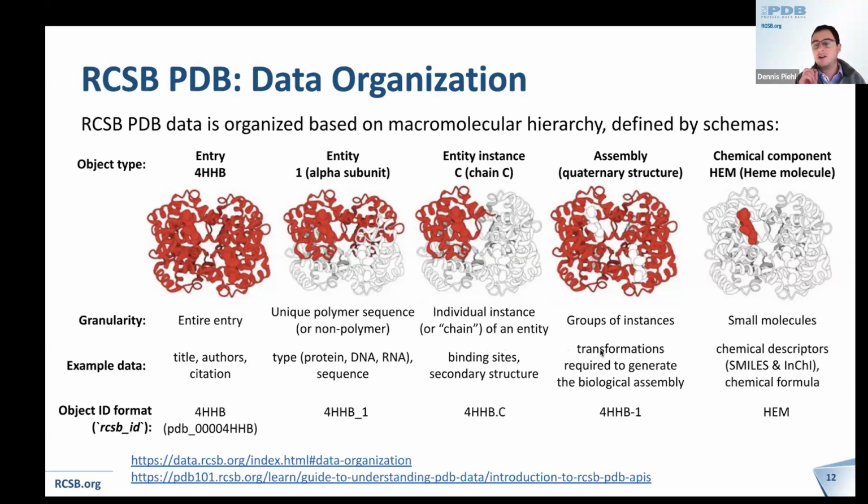In order to uniquely retrieve data for each of these levels, we provide unique object identifiers for each of them, which are shown at the bottom here. At the entry level, these are indicated with a 4-character ID, in this case 4HHB. And note, recently we are extending these to 12 characters. So that's this extended format shown below. In addition, entities are indicated with a suffix of an underscore and a number. Instances are identified with a period and a letter, assemblies with a hyphen and a number, and chemical components are identified with a 3- and 5-character code.